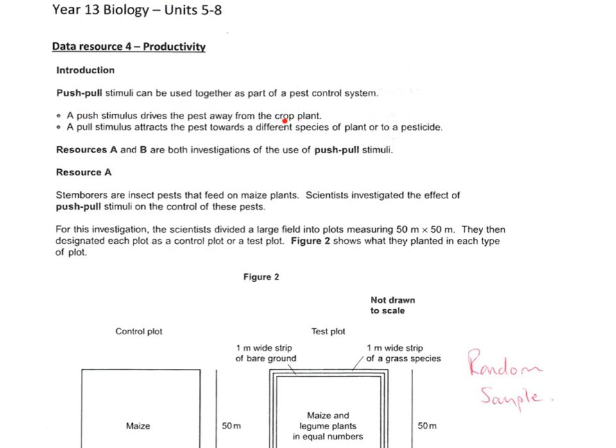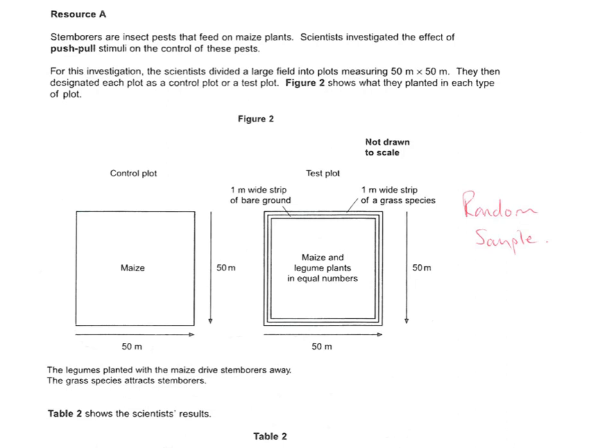So a push stimulus drives away the pest, a pull stimulus attracts the pest to a different plant, which you might apply pesticide to. So if a question asked, how could you measure the damage caused by the pests? So if you've got a 50 by 50 metre field, you do a random sample. So tape measures to create a grid. You pick random coordinates using a random number table, a random number generator, and then you place your quadrat and you can sample the percentage of plants that could have been damaged, and then do it many times, calculate a mean.